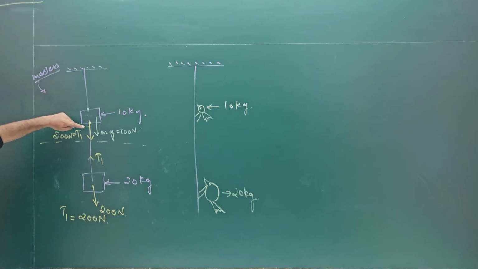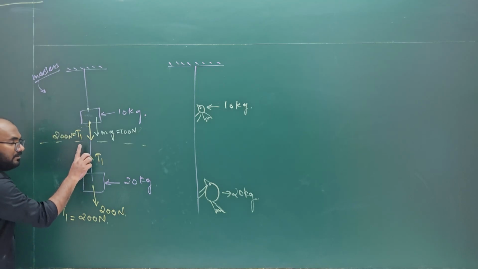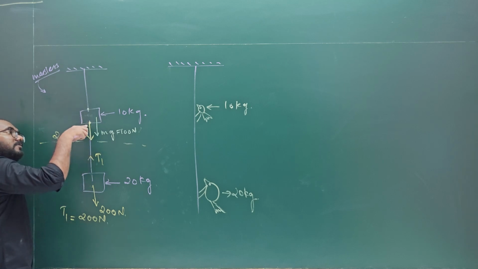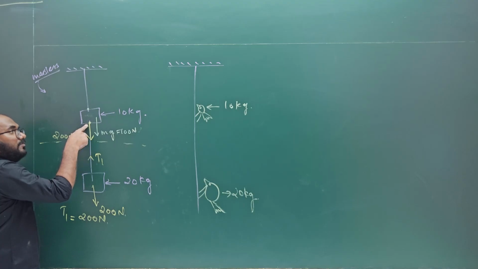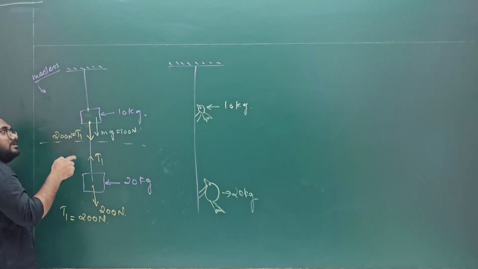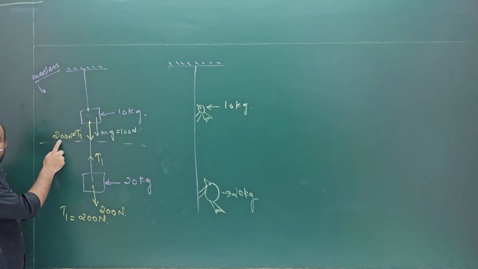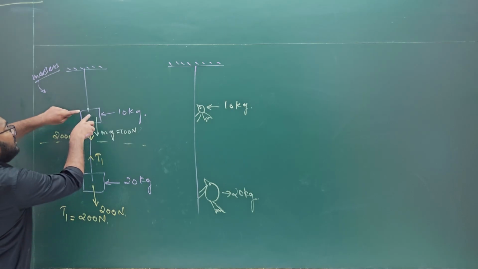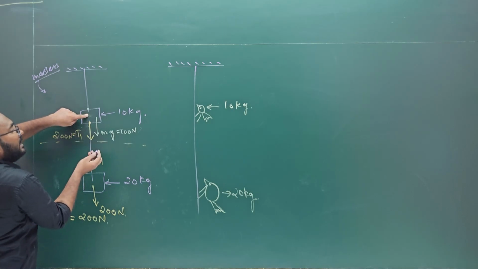Yes or no? Just now we have learned one property: tension at any point on the string is the same. That means if 200 Newton is acting in the upward direction, and you are measuring from this point of contact, tension is acting in the downward direction, and definitely it will have the same magnitude, 200 Newton. Now tell me, because of this block, what will be the direction of tension?